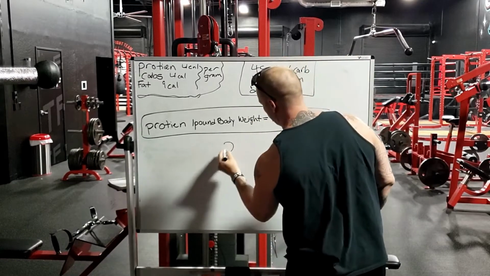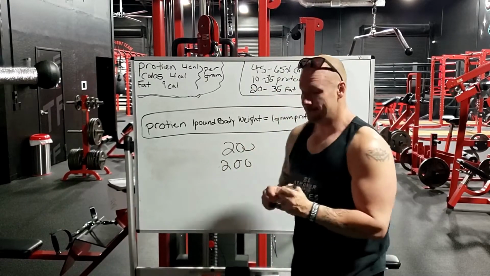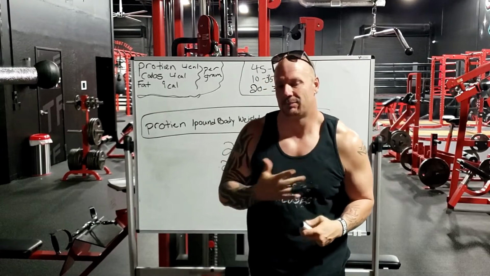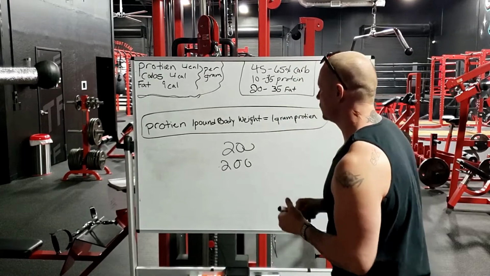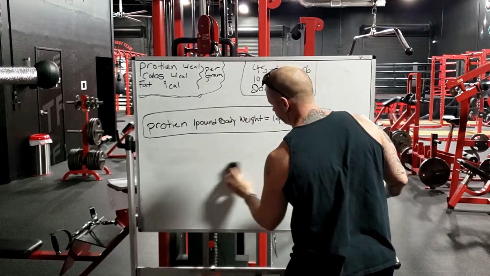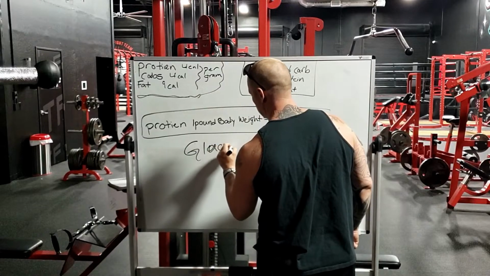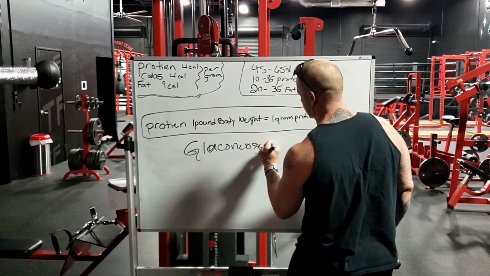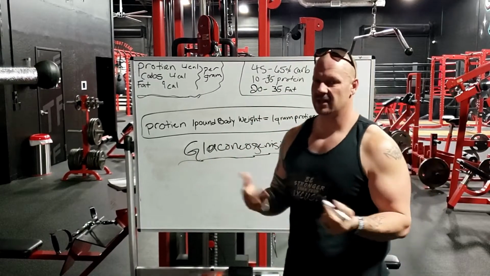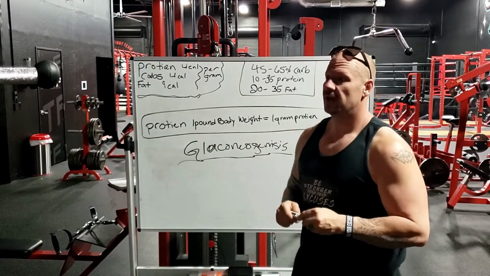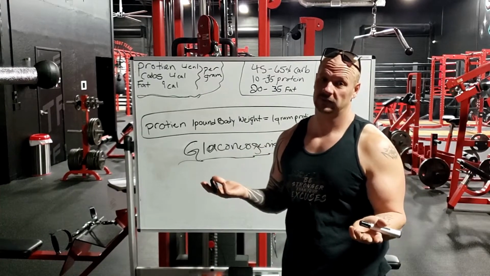If John is 200 pounds, he's definitely more than that, then he gets 200 grams of protein. My personal opinion is probably a little bit less is sufficient. The reason I say that is because if you go too high on protein, then you have this thing called gluconeogenesis, and we've talked about that. It's when you consume too much protein, or pretty much anything too much, it will eventually transform into a sugar and be stored as fat. So you don't want that.